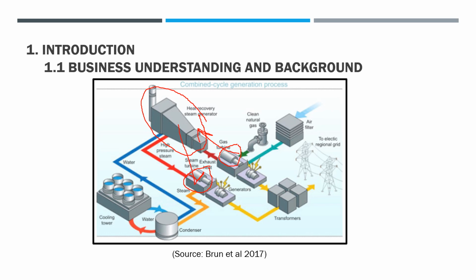Gas turbine load is sensitive to the ambient conditions, for example, temperature and pressure and relative humidity. And steam turbine load is sensitive to the exhaust steam pressure or vacuum pressure.